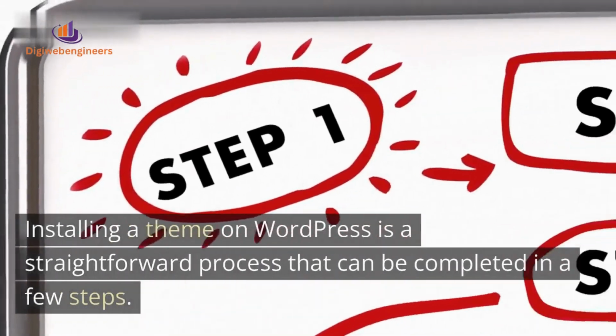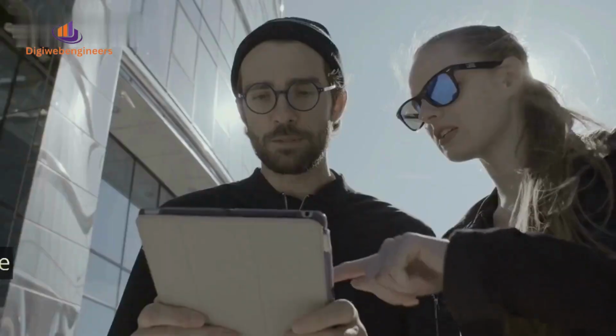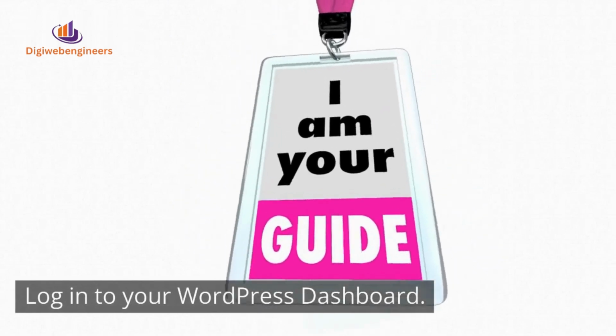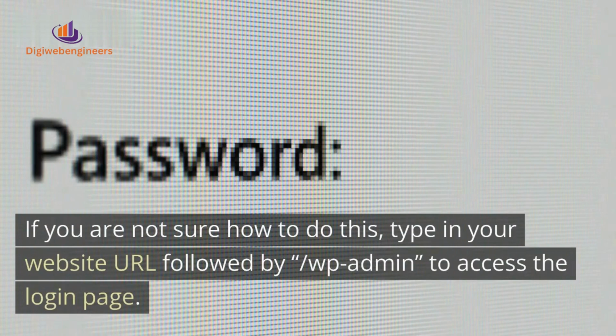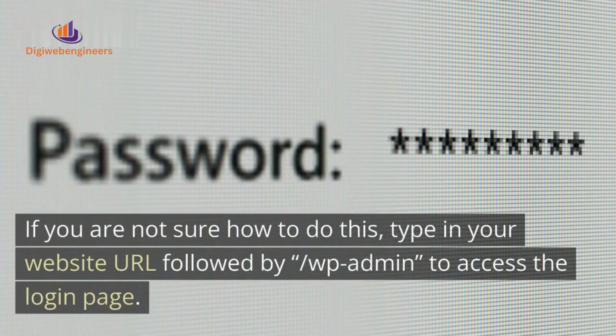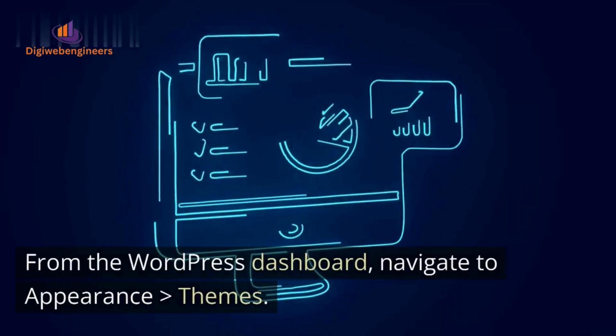Installing a theme on WordPress is a straightforward process that can be completed in a few steps. Here is a general guide on how to install a theme on WordPress. Log into your WordPress dashboard. If you are not sure how to do this, type in your website URL followed by wp-admin to access the login page. From the WordPress dashboard, navigate to Appearance, Themes.